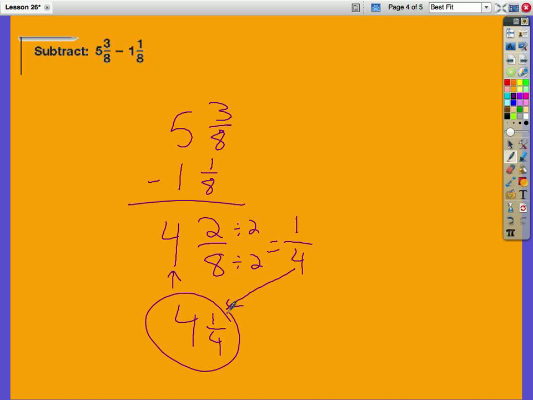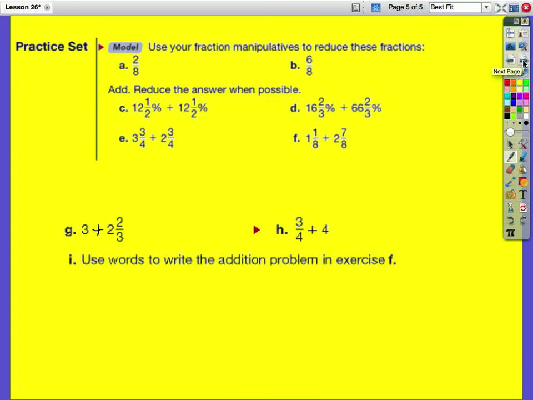So remember, when adding and subtracting mixed numbers, deal with the fraction first, get that done with, and then go to the whole numbers. They stay separated in this case. Go ahead and do the practice set for class. You can skip letter I. So you do A through H. You can skip letter I and bring it to class, and we'll go through it and answer any questions that you may have.